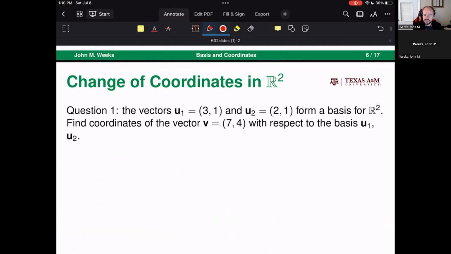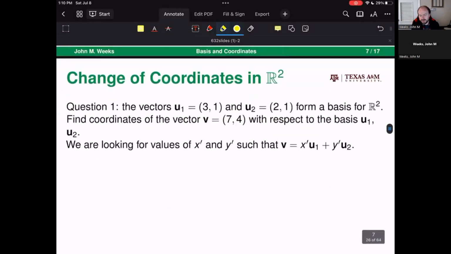That means that we are going to take things from a standard basis in R2 and ask, how would I write the coordinates for a standard vector in R2 in terms of a different basis? So for example, here in question 1, we have the vectors u1 and u2. u1 is the vector 3, 1. u2 is the vector 2, 1. These two form a basis in R2. Let's see if we can find coordinates for the vector v, which is right now written as 7, 4. That's written in the standard basis, and we want it with respect to the basis u1 and u2.